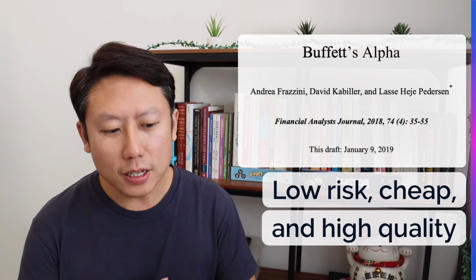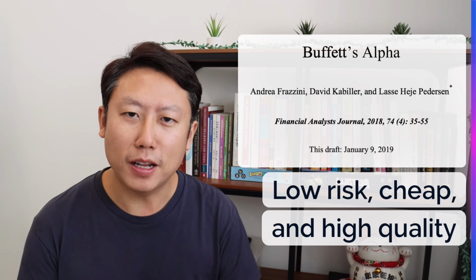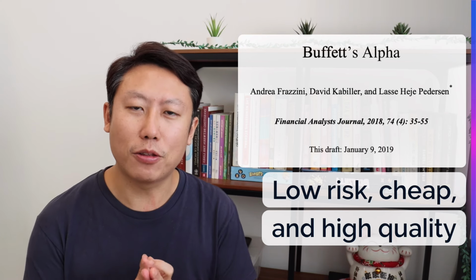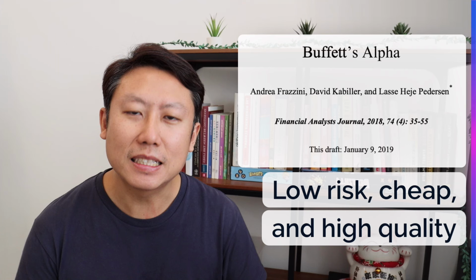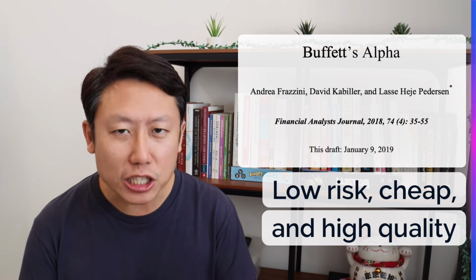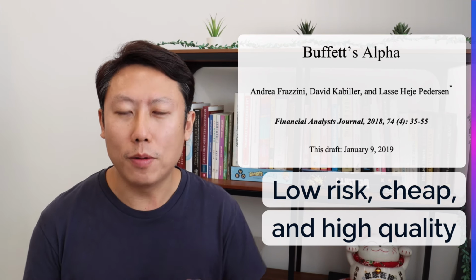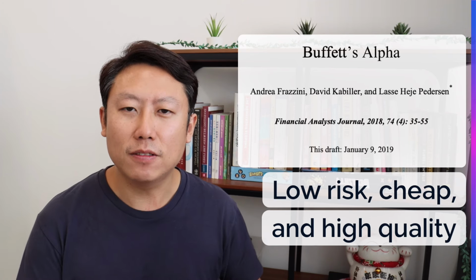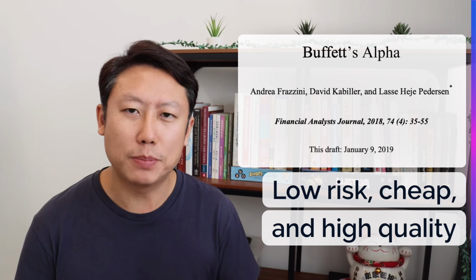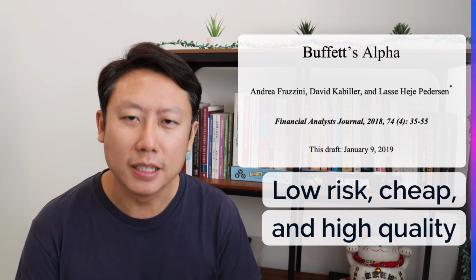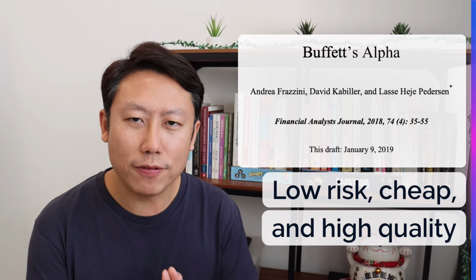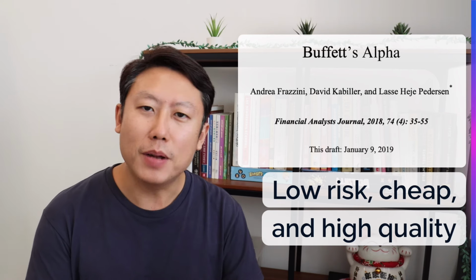Okay, so essentially what they found is that there are three factors. One is low risk, one is cheap, and one is high quality. Okay, so these are the three that were being discussed in the paper, and there's actually an additional one which is leverage, because Warren Buffett does have an insurance float that he can tap into, and therefore it helps him leverage his position, right, by about 1.7 times. But we are not going to apply leverage, so therefore we will focus on these three factors. Okay, low risk, cheap, and high quality.